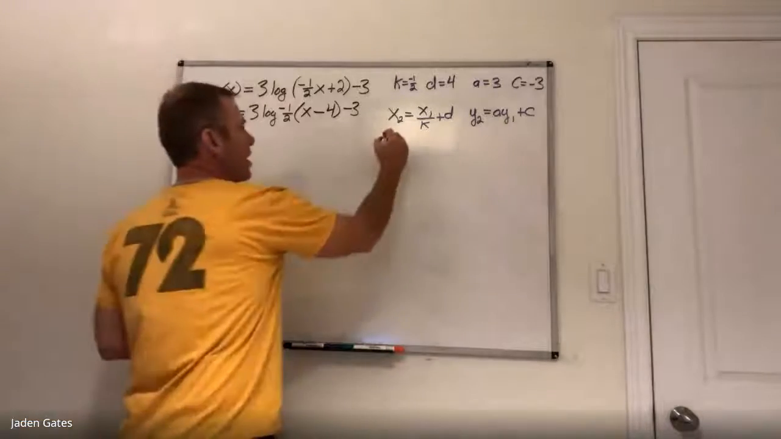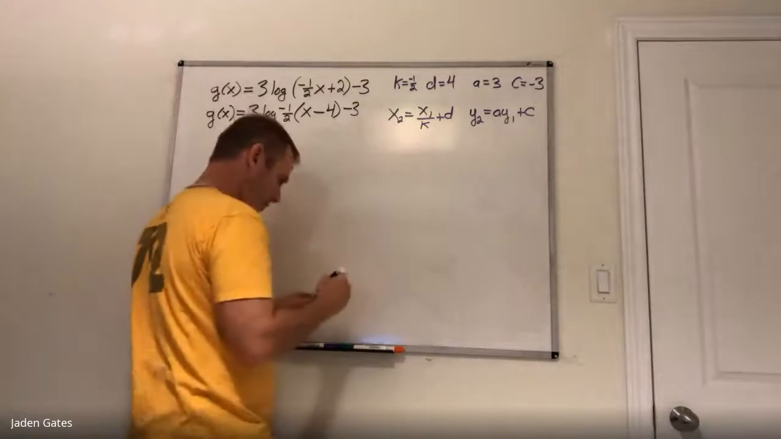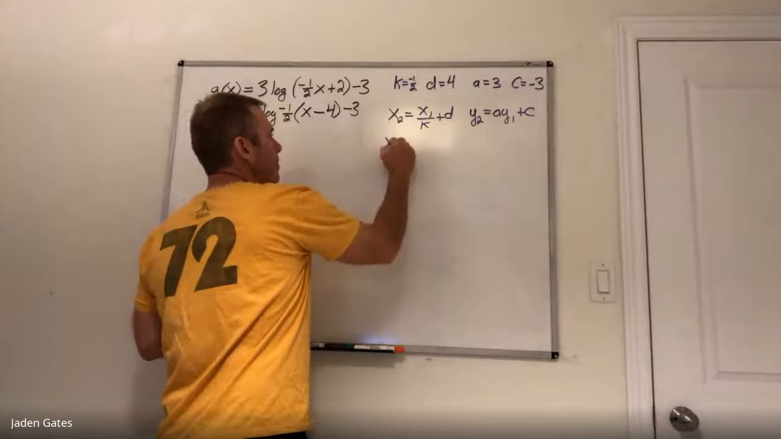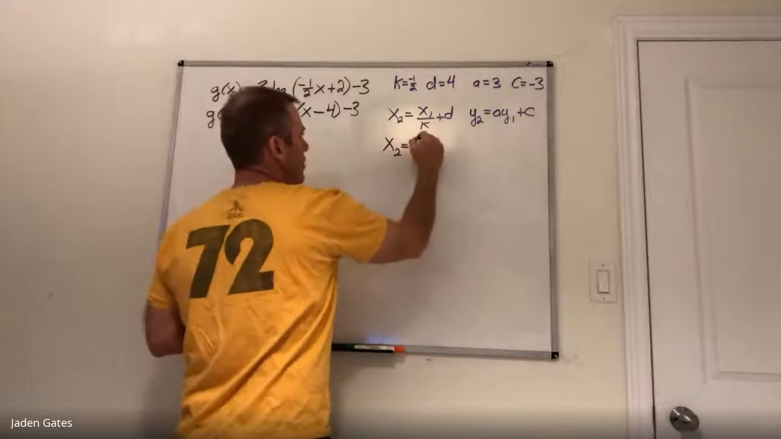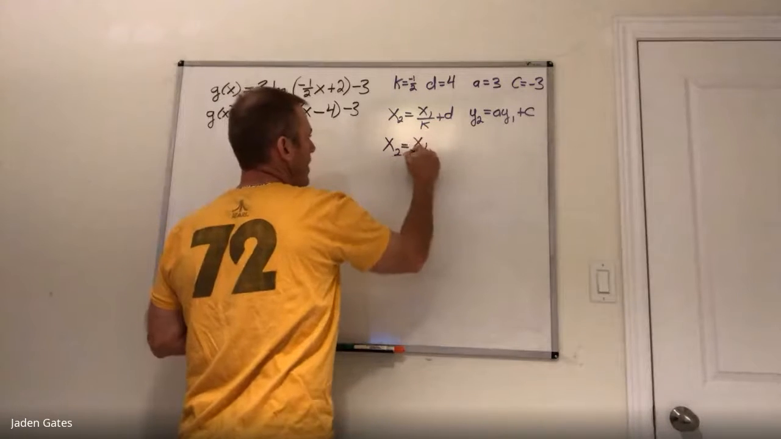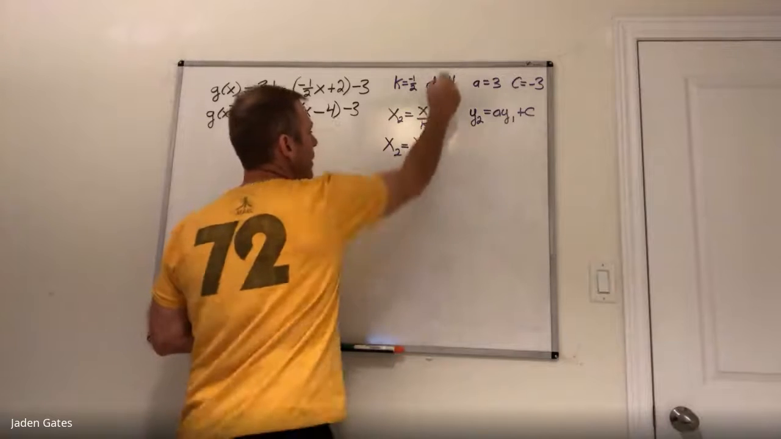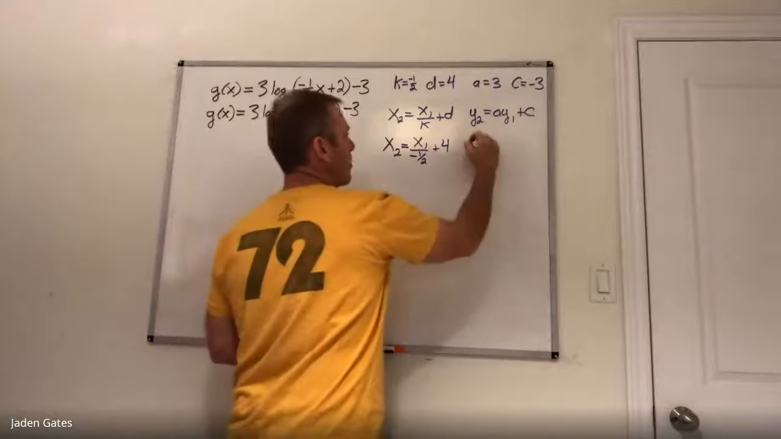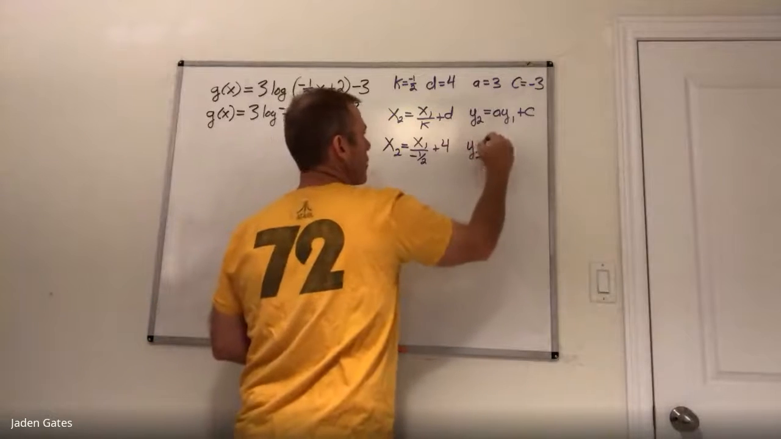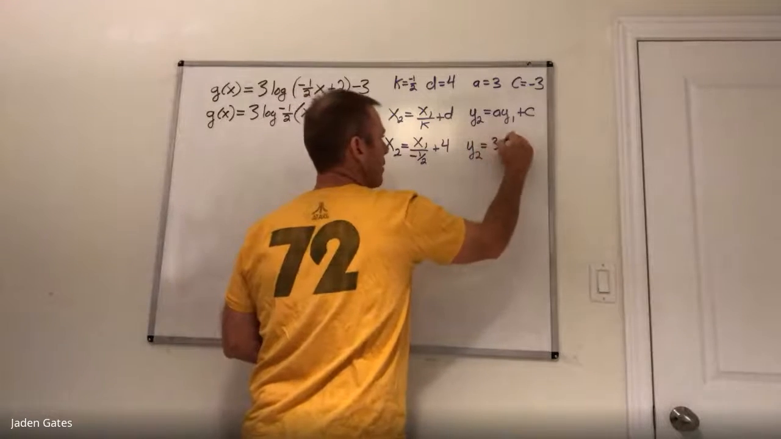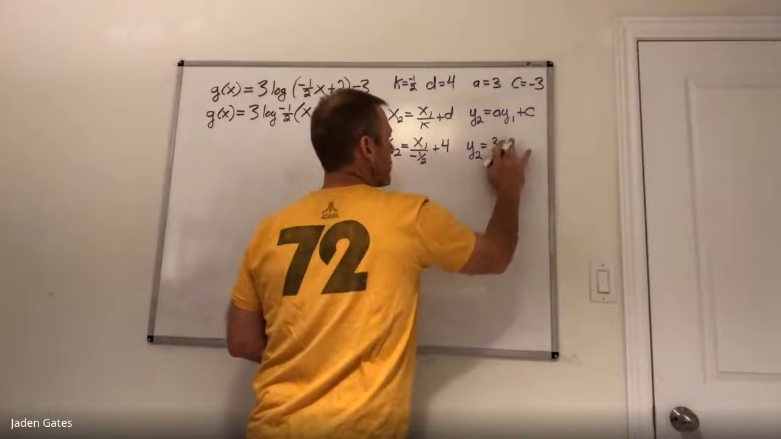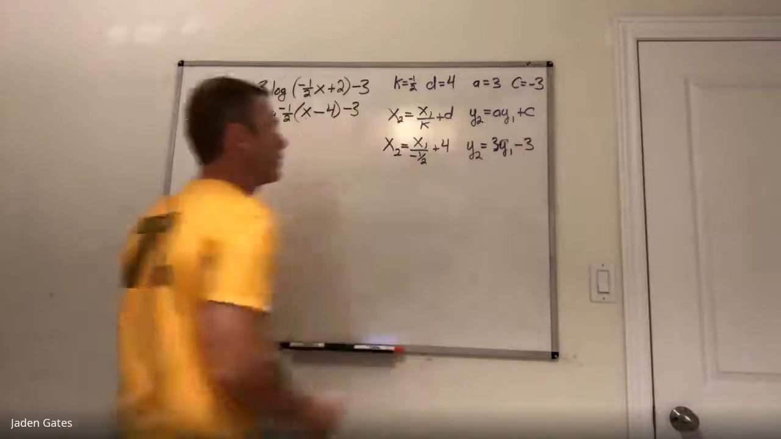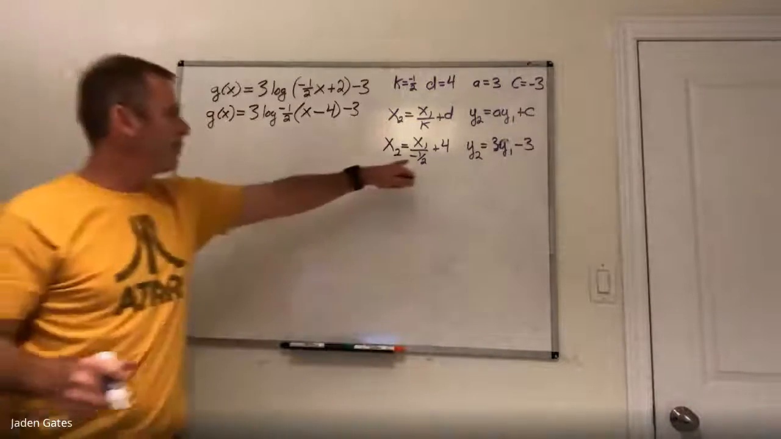All right, so I have x2 is equal to x1 divided by negative a half, plus 4. Over with my verticals here, y2, my a value is 3, so I'm going to have 3 times y1, and then my c is minus 3. Now I'm going to simplify this one up.